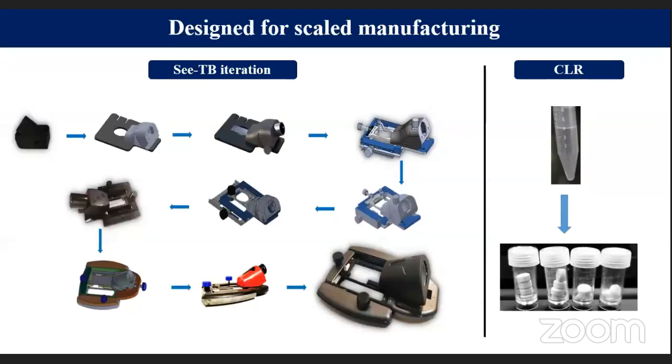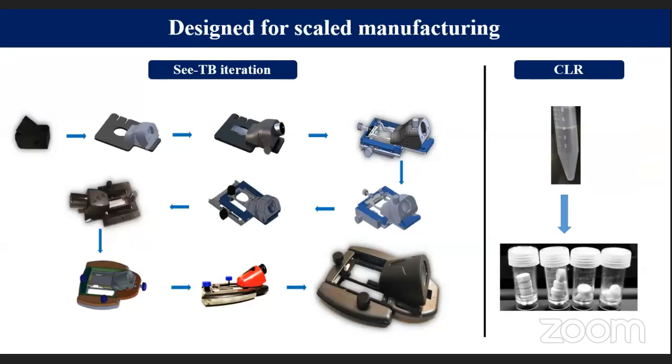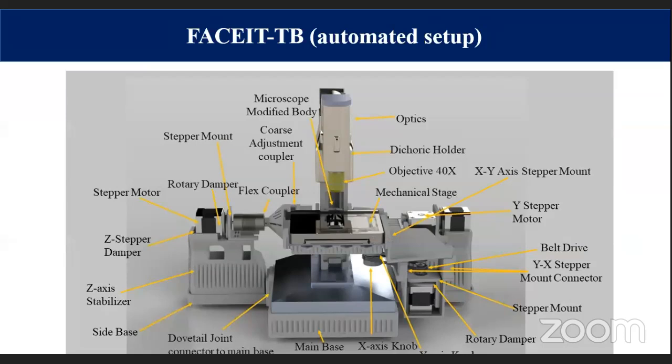So what are we trying to do next based on this technology? We have achieved this, and we have published our work in Nature's journal. What is the next thing we are working on? We started working on an automated, artificial intelligence based fluorescence sputum smear microscopy device, which uses the SeeTB system, CTF illumination, and the CLR system. How we are doing it and why we are doing it is very important.